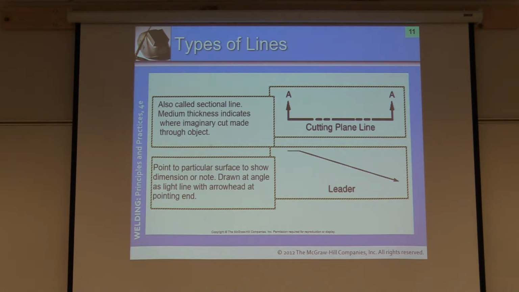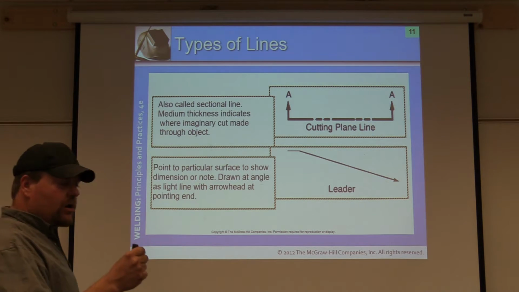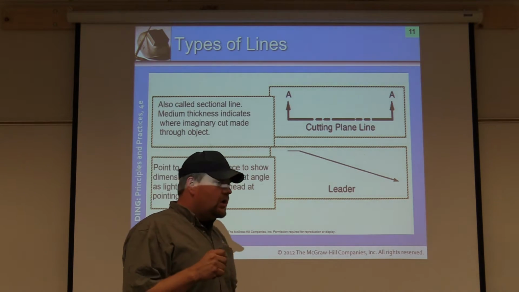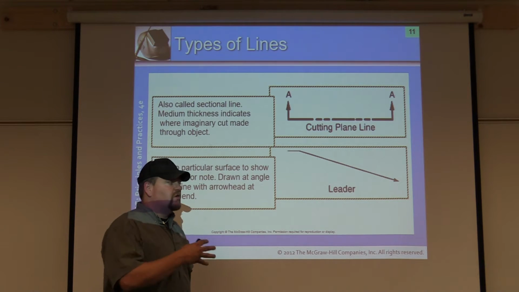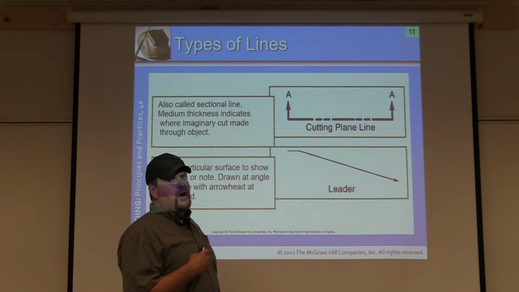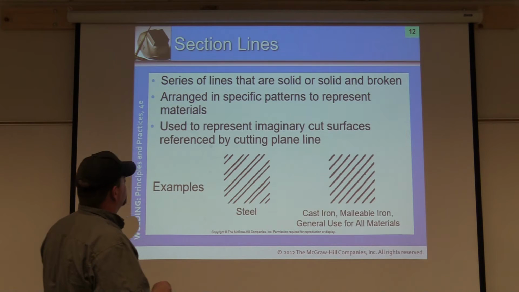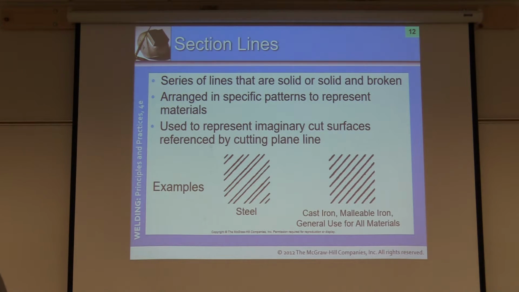Cutting plane line indicates an imaginary cut made through an object. Leader line, dimension or note drawn at an angle. The leader also is associated with a welding symbol. Might be showing you this is done with a shielded metal arc weld, so position and so forth. We'll cover that a little bit more later on, and specifically in chapter 30 as well. Okay?